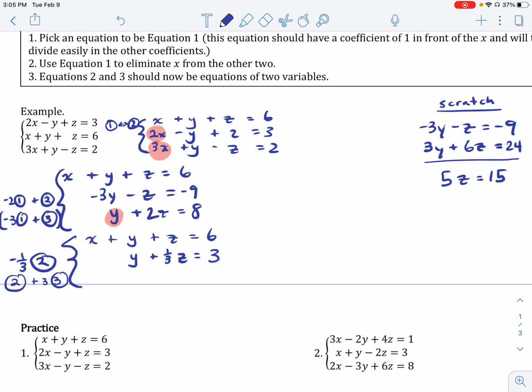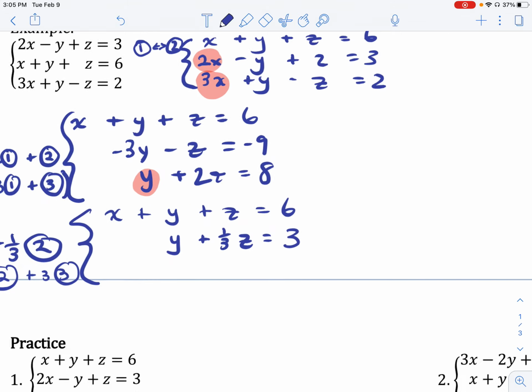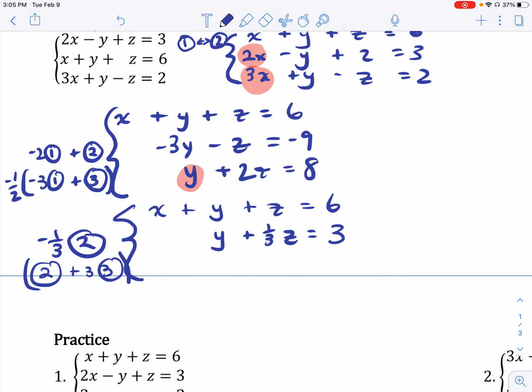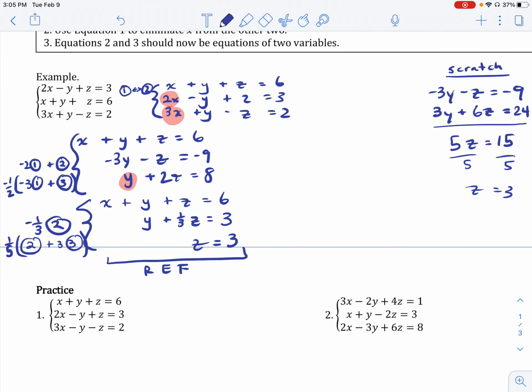So that would give me 5z is equal to 15, in which case I can simplify that, divide everything by 5, and make z equal to 3. So here now, I'm going to write that I divided everything by 5, and I write that result: z is equal to 3. So now that I have that, I have my system in REF, row echelon form. Now I'm ready to do my back substitution.